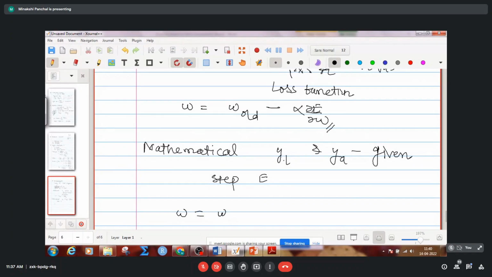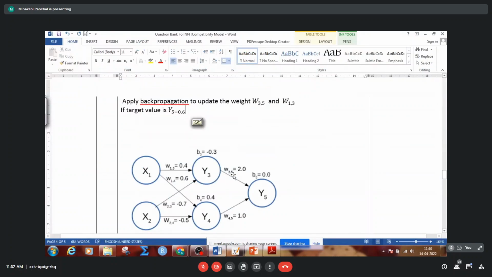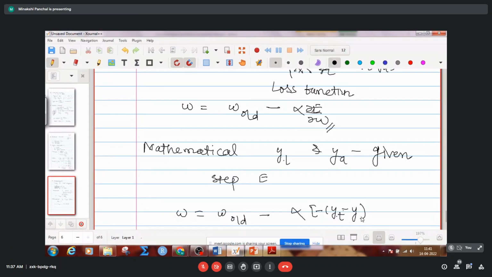W equals W old minus alpha. Alpha, the learning rate, will be provided to you. So यहाँ पे हमेशा क्या आने वाला है? This is equal to minus of yt minus y actual value. कि like यहाँ पे corresponding value क्या है? मुझे अगर W35 adjust करना है, yt minus y. So यहाँ पे आ गया ना yt and y. Okay. So 0.6 and whatever the actual value I am giving, like if the actual value is 0.5, अगर actual value 0.5 आ रहा है calculation से, so you are finding that error one by one. You are putting it in this formula, minus of yt minus y.